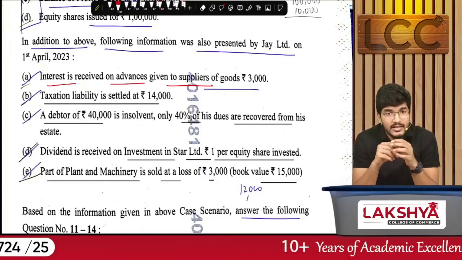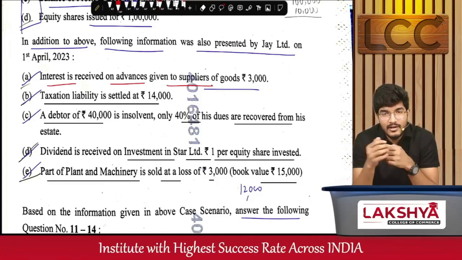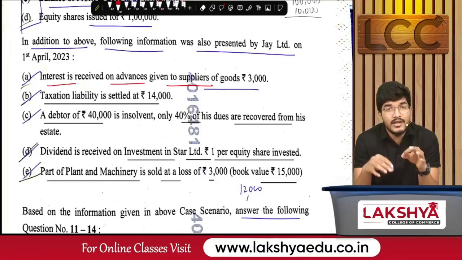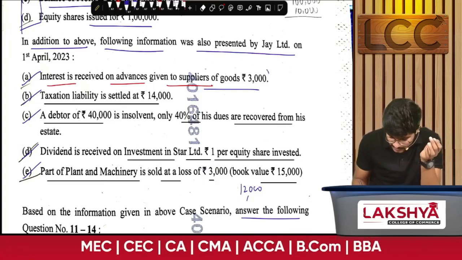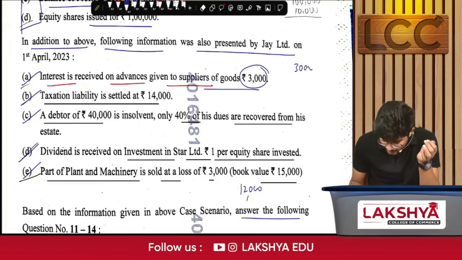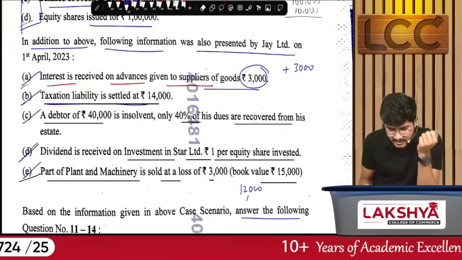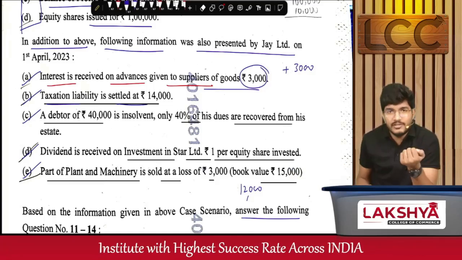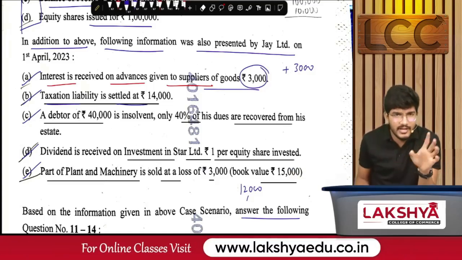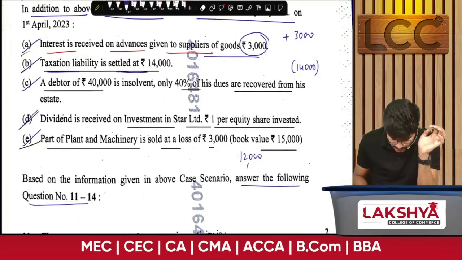Now here the point is, interest received is from which person? That is from a supplier. Any amount received from the supplier is considered an operating activity. So your interest received of rupees 3,000 is from operating activity, and that is plus. Next, taxation liability settled 14,000. So income tax paid. If there is no specific information, we should always consider tax paid as operating. So operating activity 14,000 outflow.